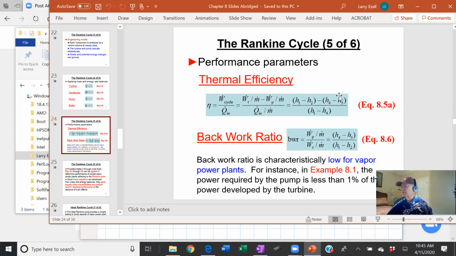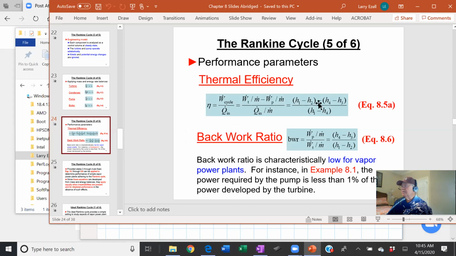What he does, he switches the H's to make them positive, and then puts this one negative here. But all you got to remember is the work of the turbine and the pump are opposite in direction, and they don't add to make a bigger number. They combine to make a smaller number. Then down the QN, it is H1 minus H4. It is a positive number.